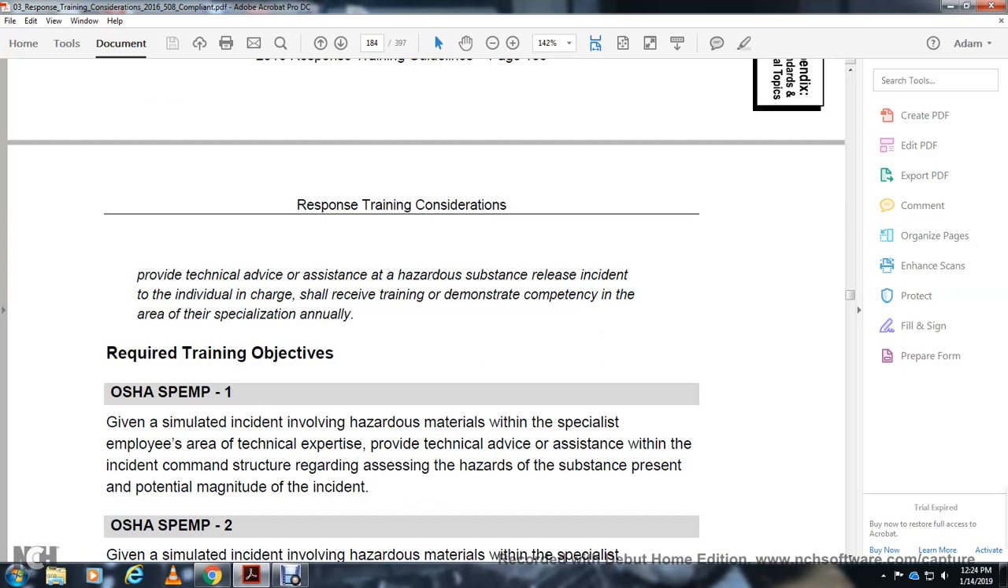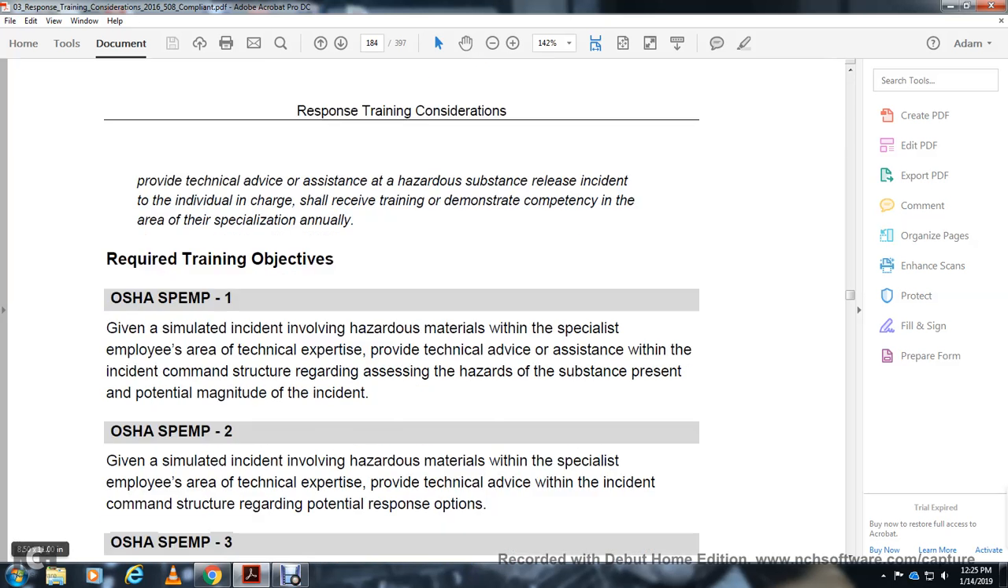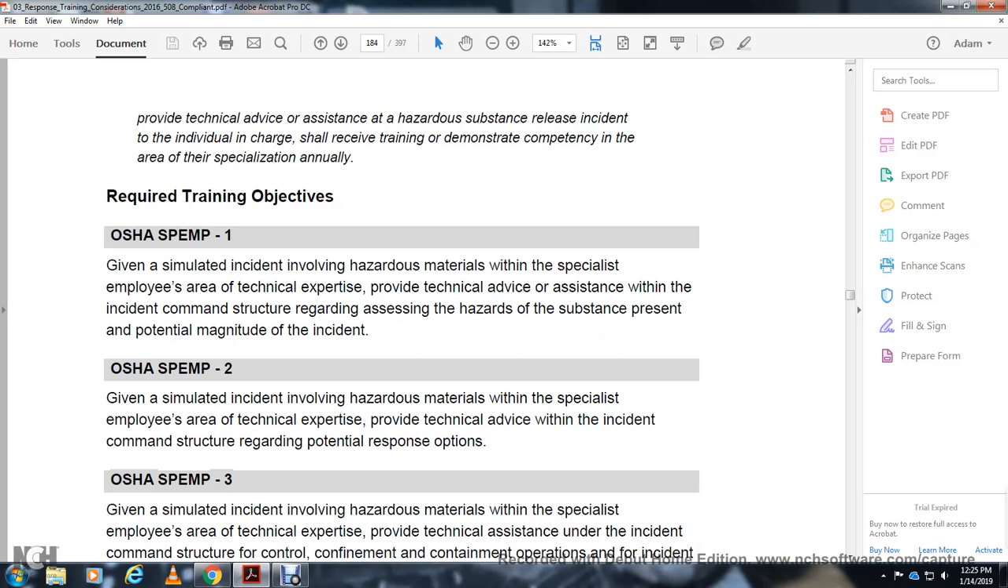Given a simulated incident involving hazardous material, the specialist employee provides technical assistance and assists with the incident command instruction regarding assessing the hazardous substance for the potential magnitude of the incident. The specialist employee provides technical advice to the incident command regarding potential response.